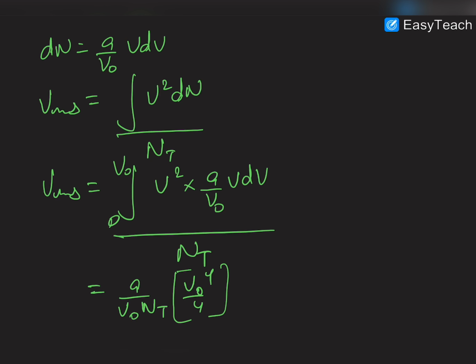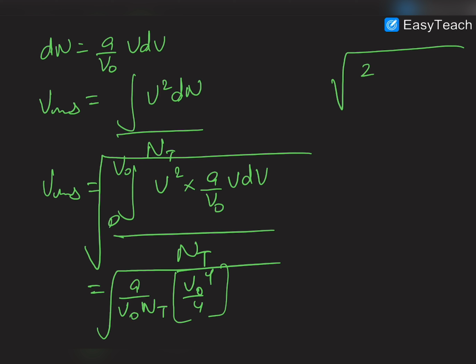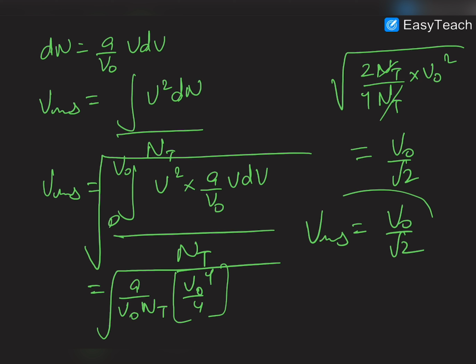Okay, so now what we have to do, we know that A V0 is 2NT, so we would write it down as 2NT. We have to apply a root also over it to find out RMS. So A V0 is 2NT, so this is under root of 2NT upon 4NT into V0 square. So you can see that it is V0 by root 2. So V RMS in this case will be V0 by root 2.